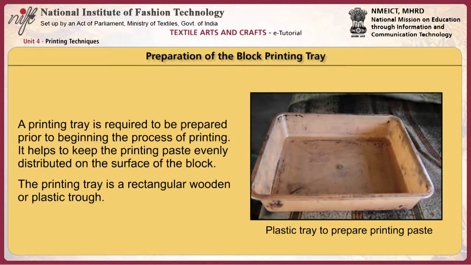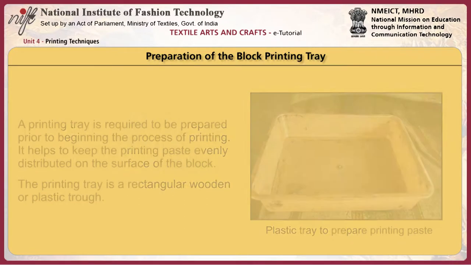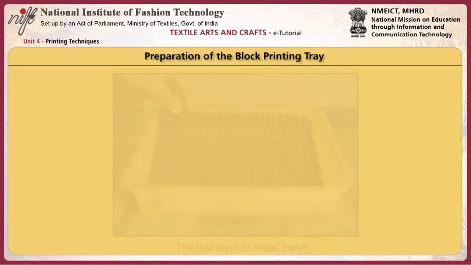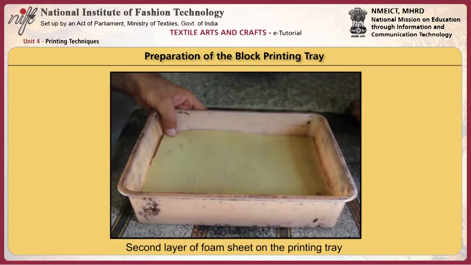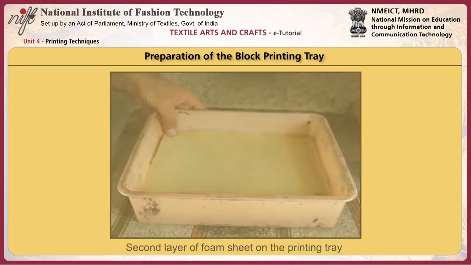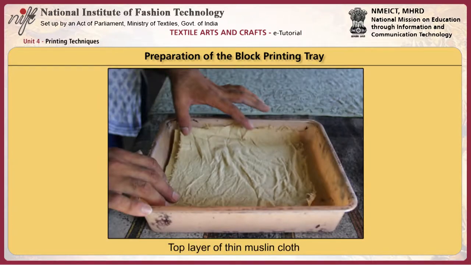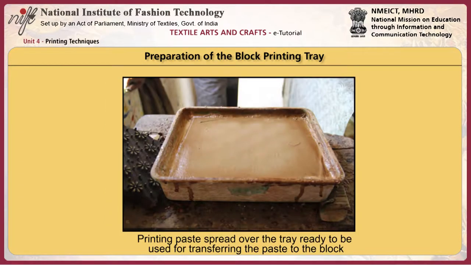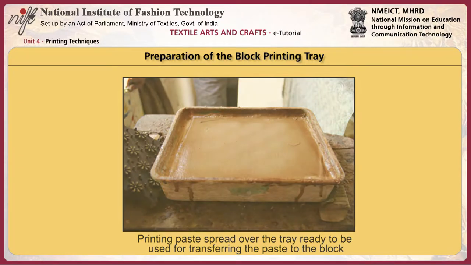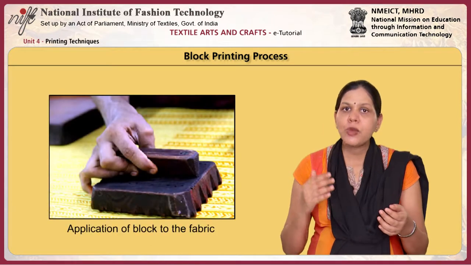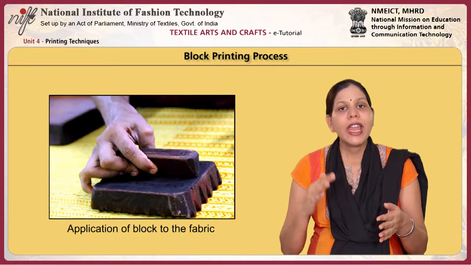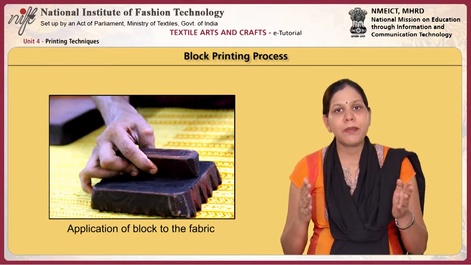The printing tray is a rectangular wooden or plastic trough. The first layer in the tray is a metal mesh. It is followed by a thick layer of woolen felt or foam sheet. This is then covered with a thin muslin cloth. The color is spread on this upper layer with the help of a small stiff piece of cardboard, metal or plastic. The block should be carefully pressed on the printing tray with even pressure so that it may pick up a uniform layer of printing paste.